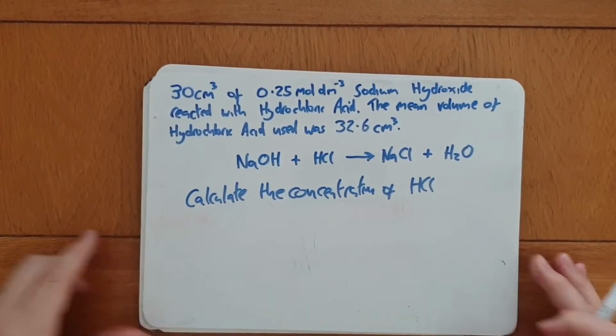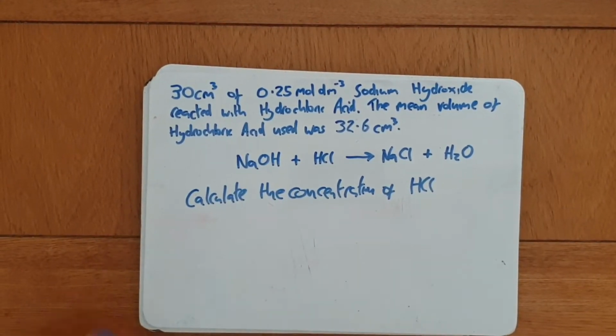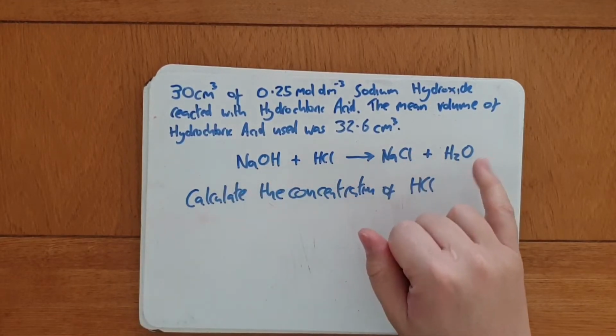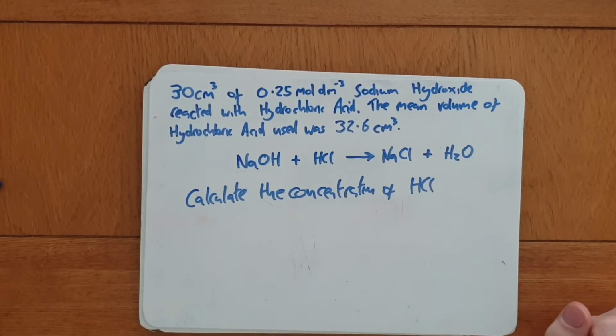So first question I'm going to look at is this one. 30 centimeters cubed of 0.25 moles per decimeter cubed sodium hydroxide reacted with hydrochloric acid. The mean volume of hydrochloric acid used was 32.6 centimeters cubed. It's giving you the balanced equation, and it wants you to calculate the concentration of hydrochloric acid.